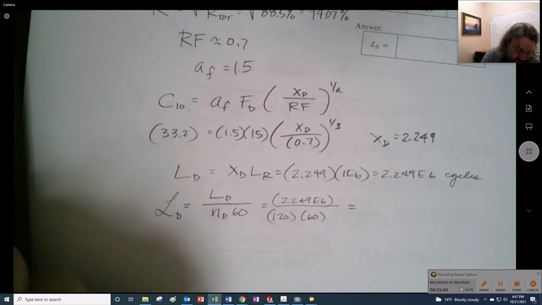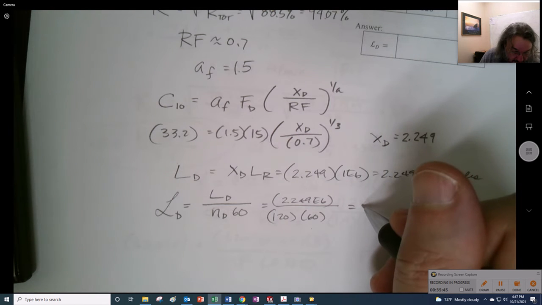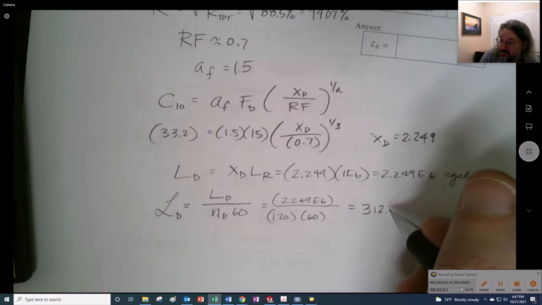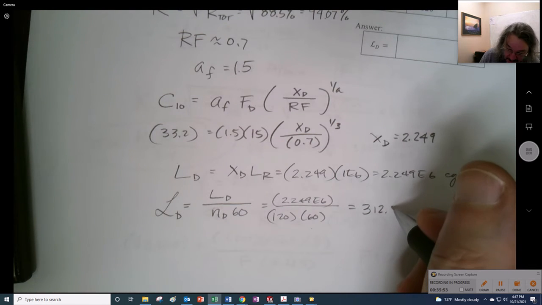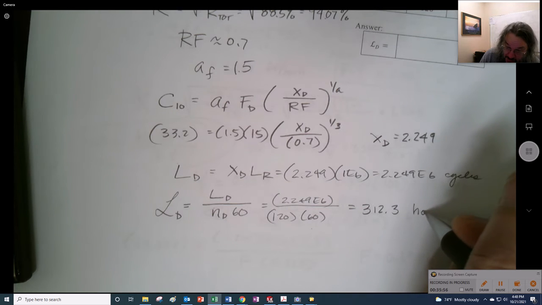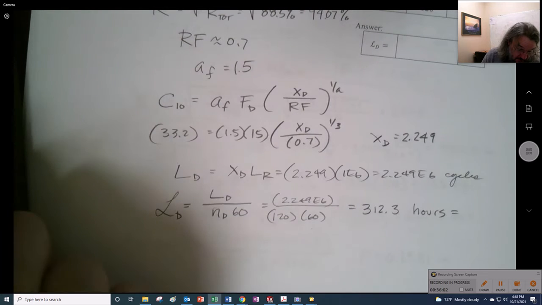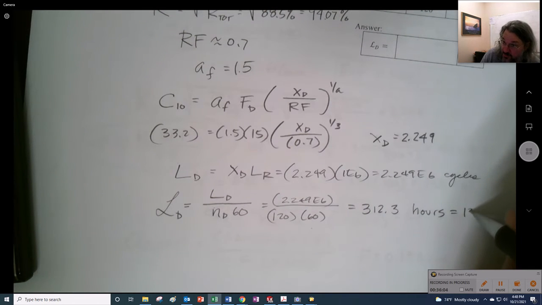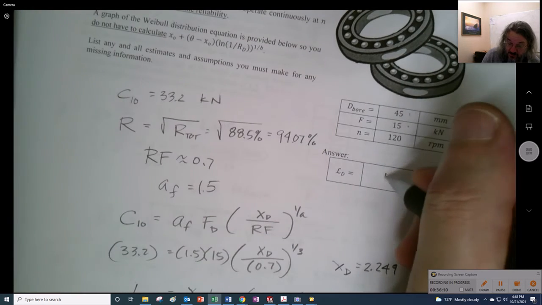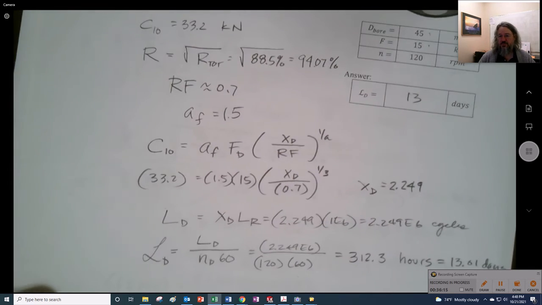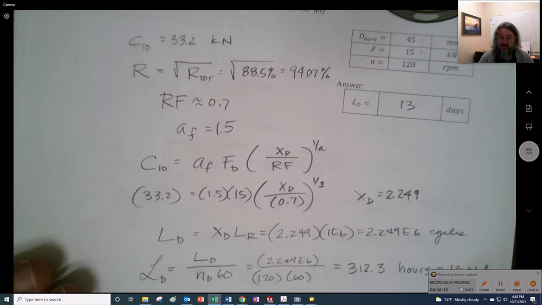So 1E6 times that, 120 divided by 60, we get 312. Is that right? 312.3 hours. They wanted days, so divide by 24, and I get 13.01 days. So just call it 13 days. Don't want to exaggerate, don't want to under predict, but that's what we're predicting right there. 13 days these things are going to last.